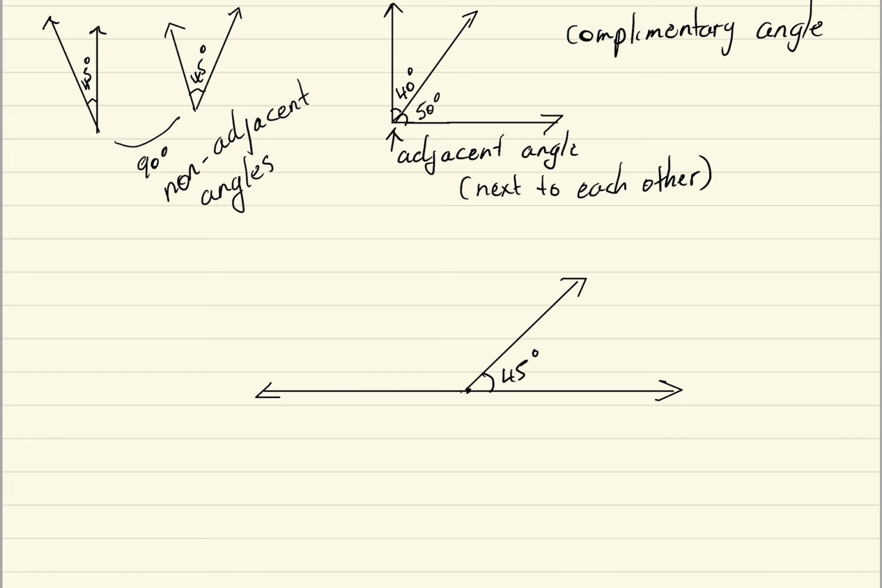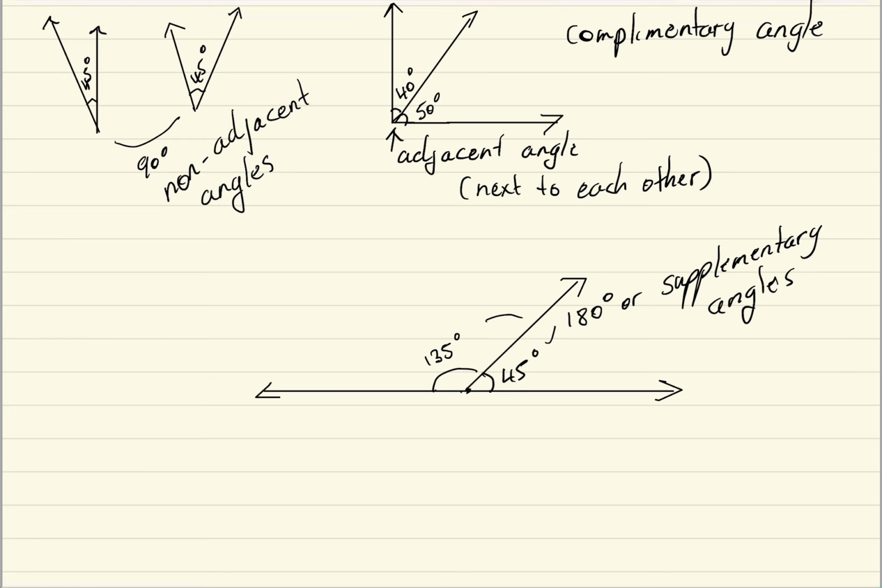And 180 minus 45 is 135. So this angle here would be 135 degrees. So if you sum these together, they add up to 180 degrees, or supplementary angles.